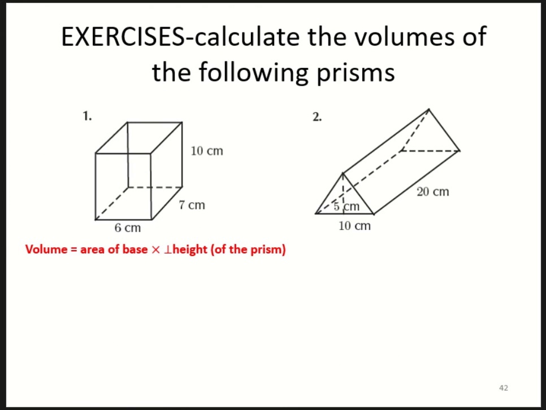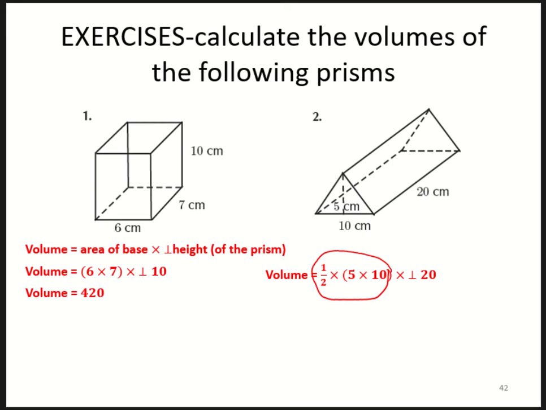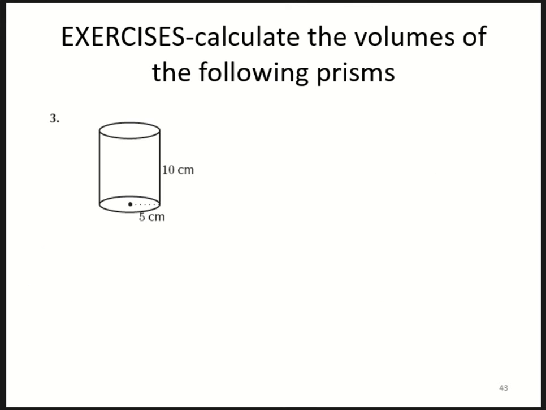The volume of the first diagram, you will simply multiply the area of the base with the height, and that will be 7 times 6. You multiply it with the height of 10, which is the perpendicular height, and that will give you 420. For the second one, you will simply take half base times height. Note that this is simply the area of the triangle. So basically, this 5 will be the height of the triangle, which is that height over there. And you multiply it by the perpendicular height of the prism, which is 20, and that will give you 500. Questions? All right. We're good.